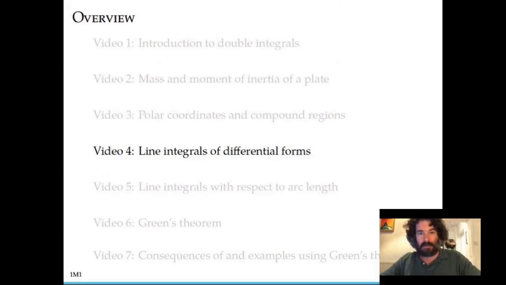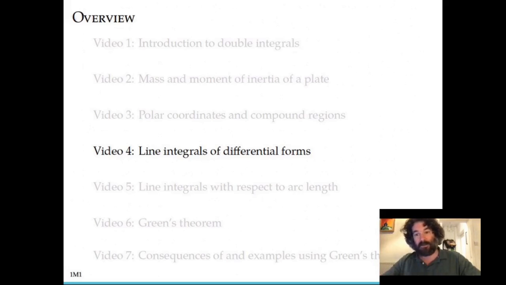Hello. Over the next two videos, I'm going to be discussing line integrals. And you may think that the name suggests that these are the same as one-dimensional integrals that you've studied in the past and that we went over in the first section of the class. But actually, in the case of line integrals, what we're doing is integrating along a curve in 2 dimensions.